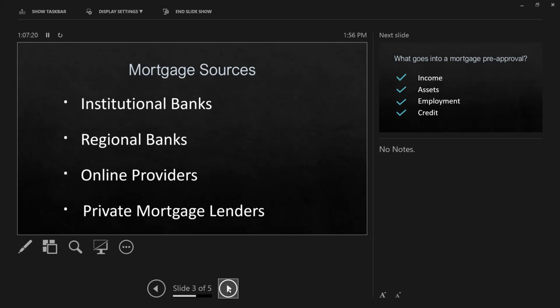So again, in summary, if you're a particularly well-to-do individual, then an institutional bank where you have your money might be the source of your lowest cost of capital. Regional banks have fewer offerings, but it's a more personal experience. Regional banks are particularly good at construction loans. Online providers tell you something about your buyer straight away.